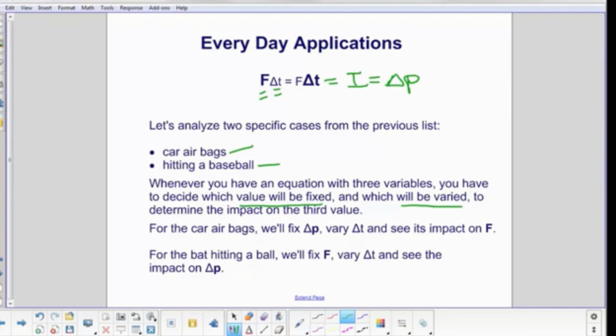For example, for the car airbags, we'll fix delta P, we'll take different scenarios of the time interval and see what the impact on the force is, and in this case it'll be the force on the people inside the vehicle. For a bat hitting a ball, we will fix the force with which the player hits the ball, we'll vary the time interval, that's how long the ball stays in contact with the bat, and we'll see what that does to the momentum of the ball.